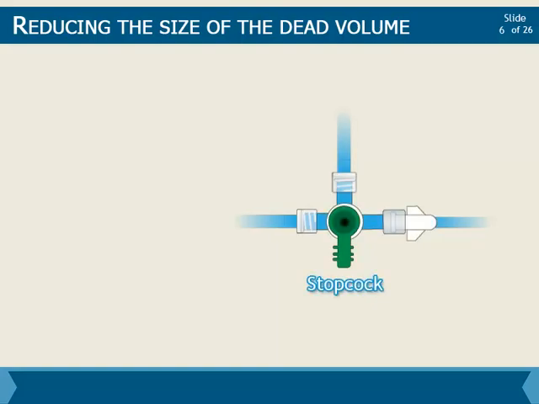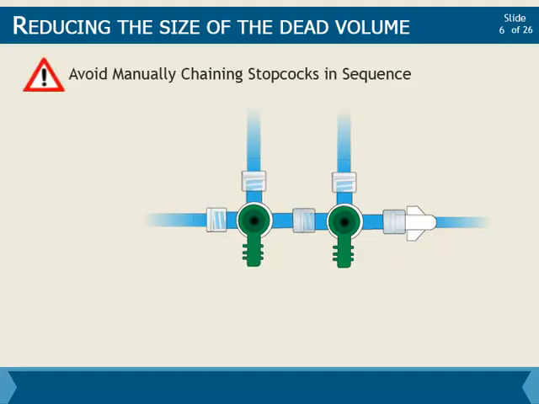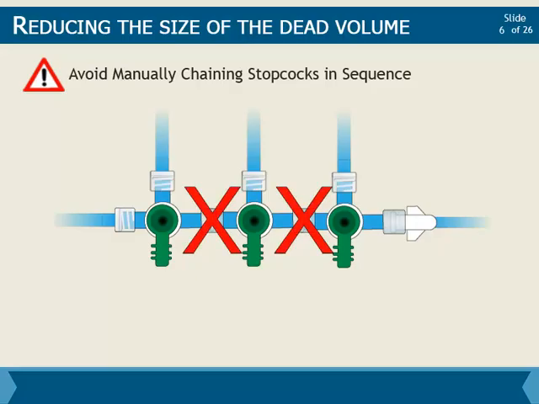A stopcock can sometimes be used to serve as a small dead volume connector when you need to join two infusions. However, manually chaining stopcocks in sequence is not recommended. Joining stopcocks in this manner is prone to unintentional disconnections, cracks, and leaks.